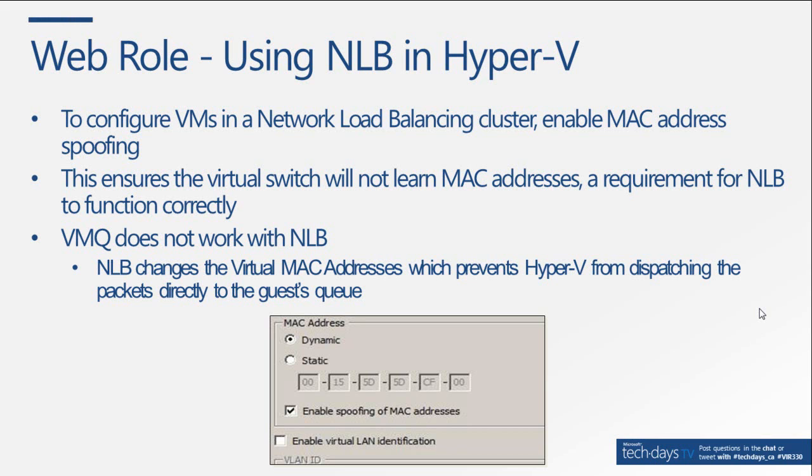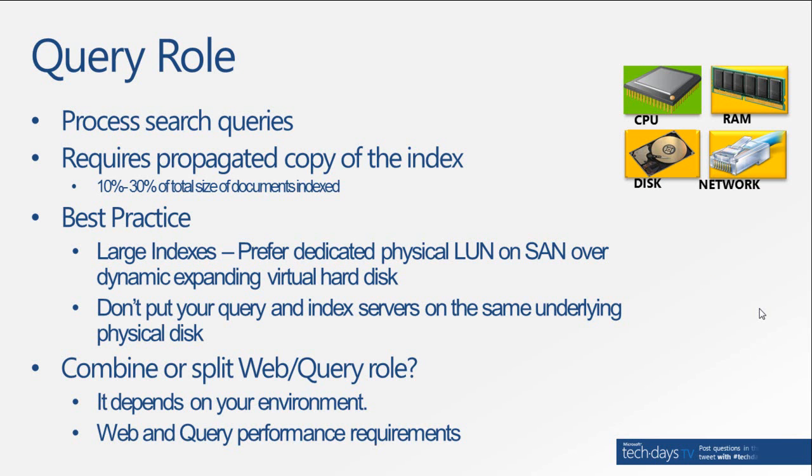So this particular setting here, to enable spoofing of MAC addresses, will allow you to ensure the network load balancing works correctly. That way, if you live migrate a virtual machine that's a network load balanced one from one particular Hyper-V host to another, things will still work correctly, and you're not going to find yourself tied to a specific host. So again, using the enable spoofing of MAC addresses will ensure the virtual switch will not learn the MAC address, and this is a requirement for network load balancing to work correctly in Windows environments.